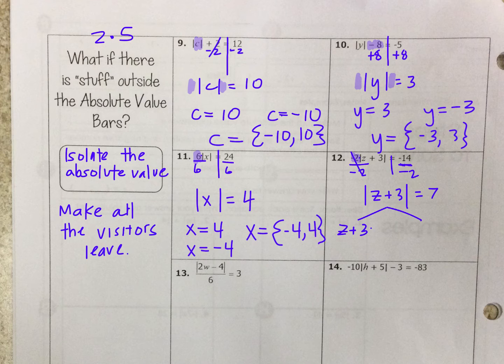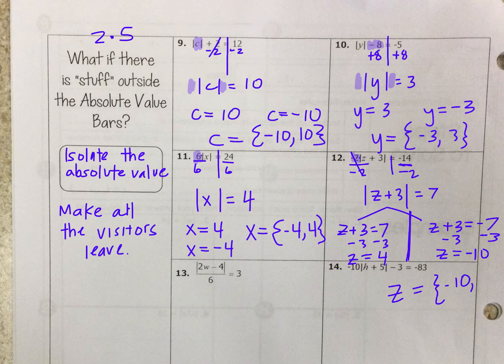Z plus 3 equals 7 if he's positive when he gets out. Z plus 3 equals -7 if he's a baddie when he gets out. Now I have to solve these two separate problems. I'm going to subtract 3. I get Z equals 4. Subtract 3. I get Z equals -10. So your two answers are -10 and 4.